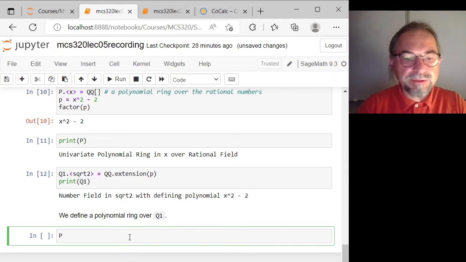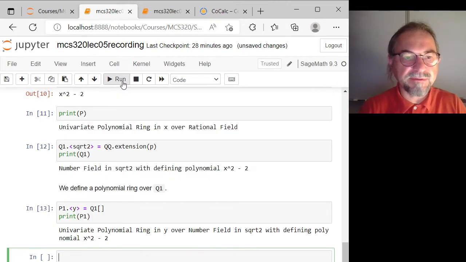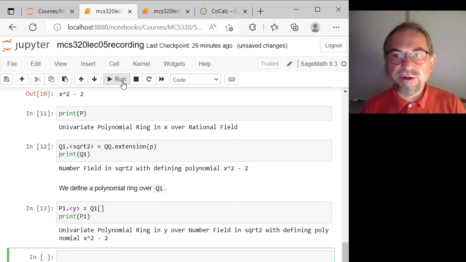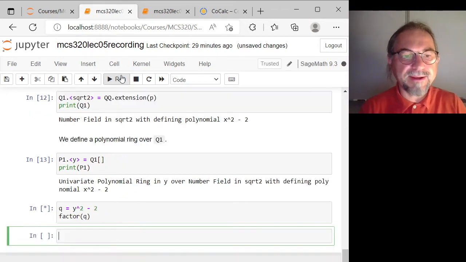So I'm going to work with polynomials. Cannot use x anymore, I'm using y over q1. So this is the polynomial ring. Let me print it. So it's a polynomial ring in y over a number field with square root of 2. So if now I have the polynomial y squared minus 2, then that polynomial will factor.